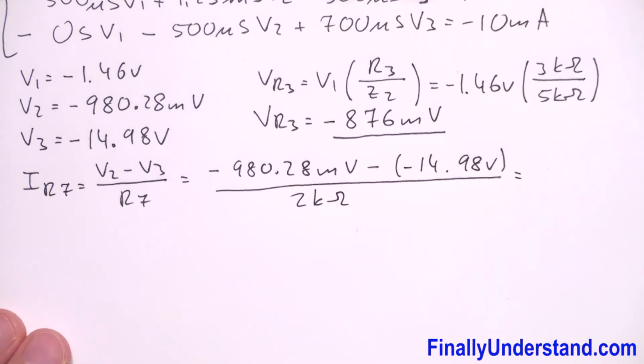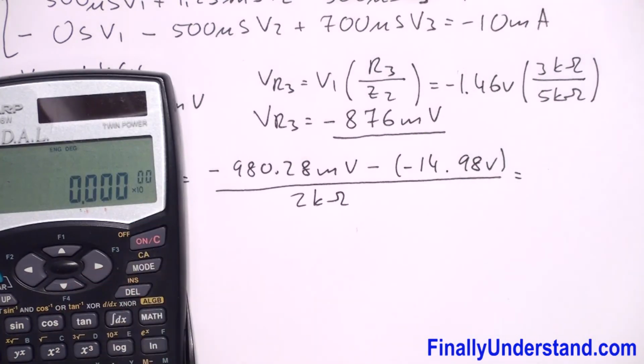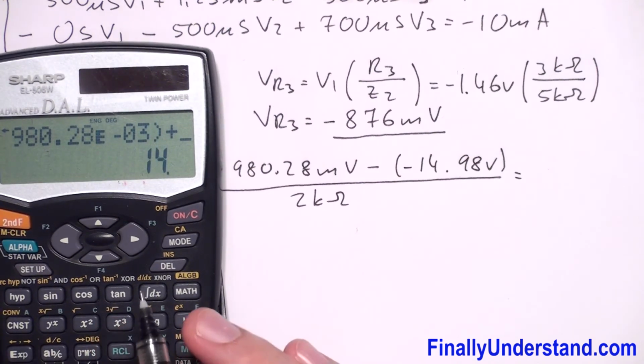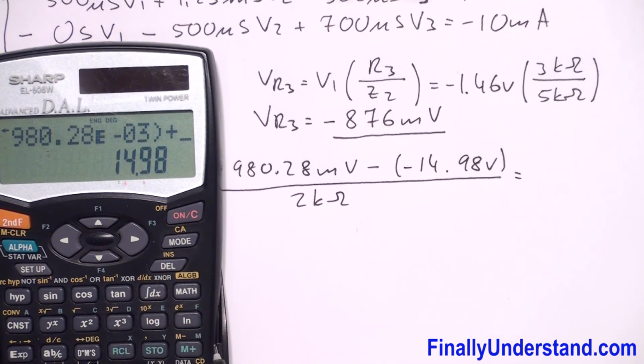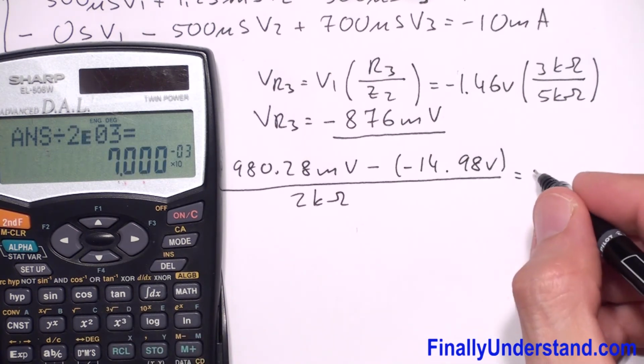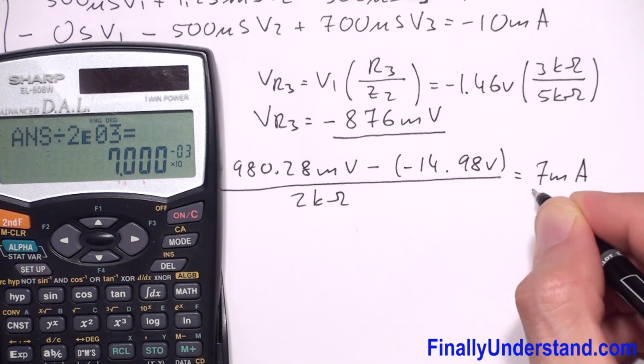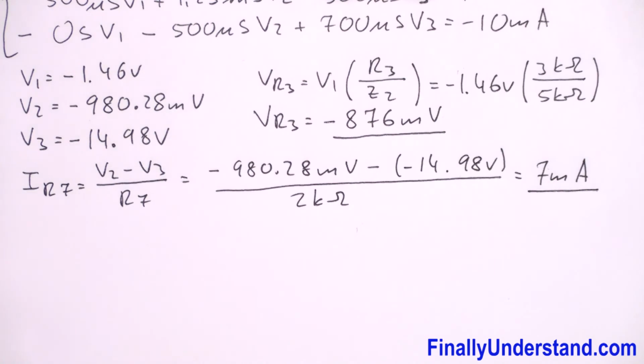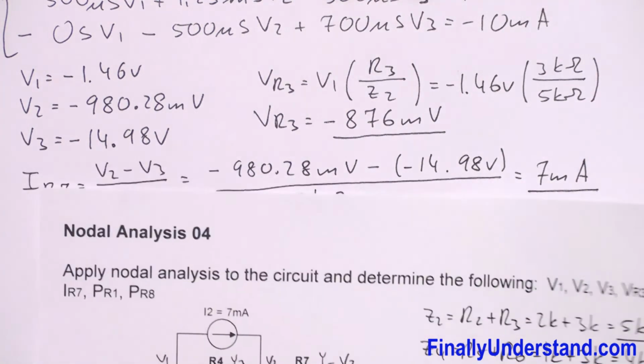Okay, so now we can use the calculator. So we have negative 980.28 exponent negative 3. Negative times negative will give me positive, plus 14.98 equals, divide by 2 exponent 3, which is equal to 7 milliamps. Okay, so the current which goes through resistor R7 is equal to 7 milliamps.